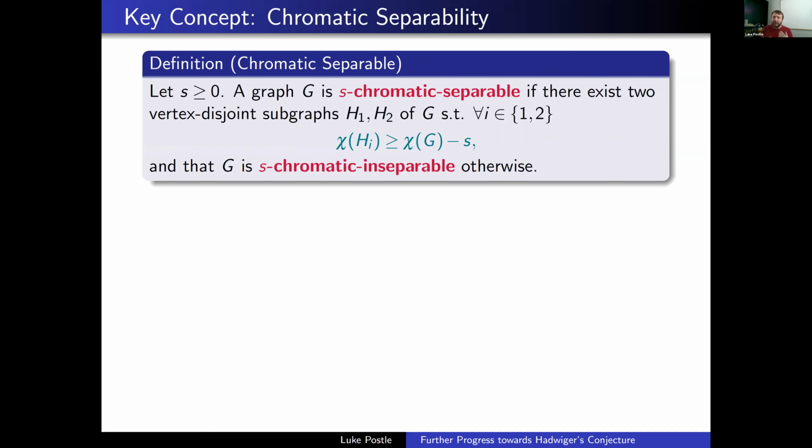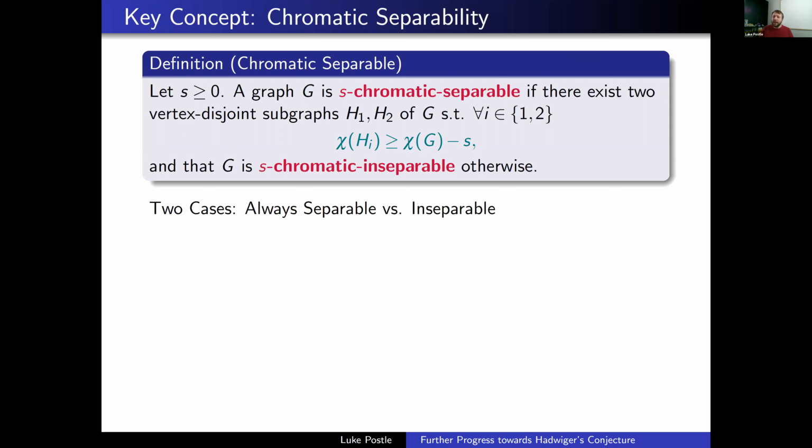Now, obviously, not every graph is separable. Cliques are very inseparable, but there are ones that are. So can we use this? Here, you should really think of s as very small in terms of chi of G. If you have a chi of G, you can find two subgraphs with roughly chi of G over 2 chromatic number. That's too much to pay. Really, I want to find two that have almost all of the chromatic number between them.